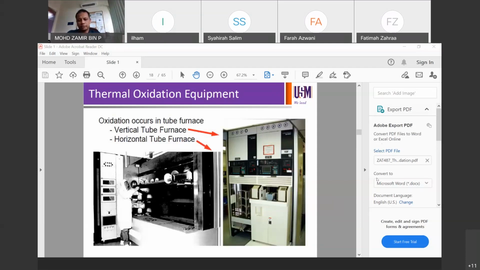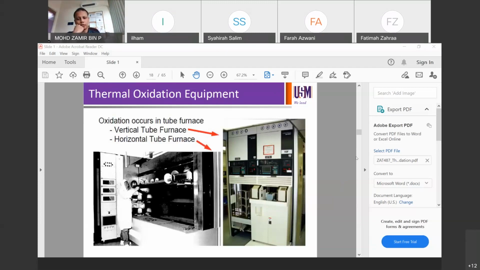Boleh unmute? Zuriati? Kenapa kita grow oxide? Syairah? Syairah, why do we have oxide?